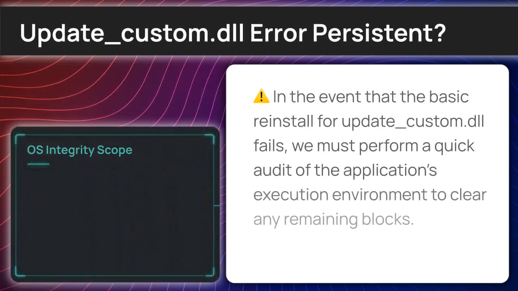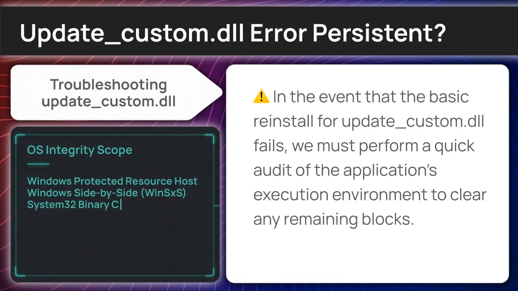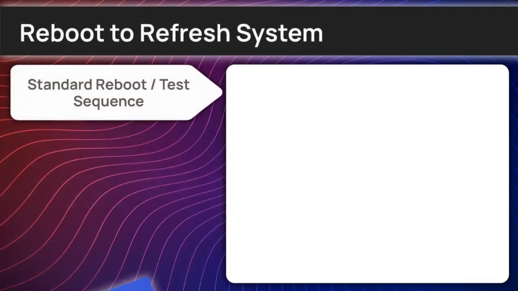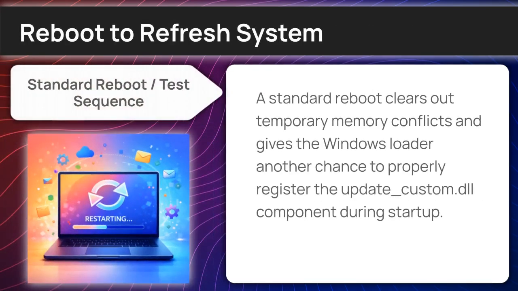Should the reinstallation fall short, the next step in our protocol is to validate the integrity of your system's startup environment. Performing a restart can determine if the error is just a transient environment glitch. A reboot refreshes your system's path variables and can sometimes re-establish a broken link to the Update Custom Module file.